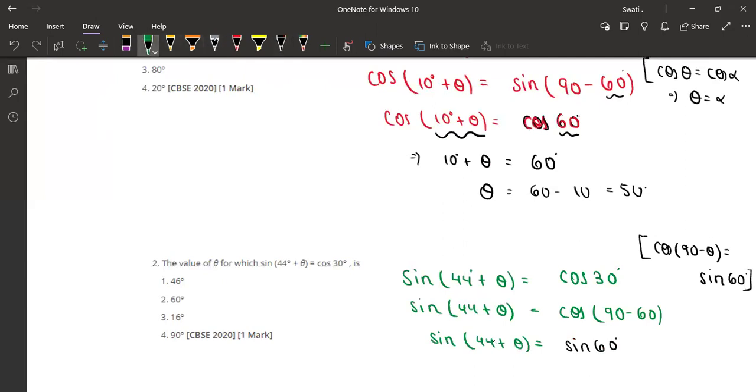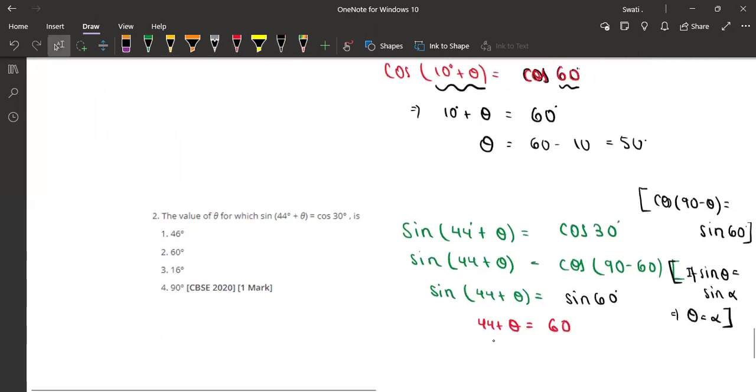Now the next step is that if sine theta is equal to sine alpha, then that implies theta is equal to alpha. Same formula, right? So this will become 44 degrees plus theta, because that is the complete theta, will be equal to alpha, which is 60. So what is theta? Theta is nothing but 60 degrees minus 44 degrees.